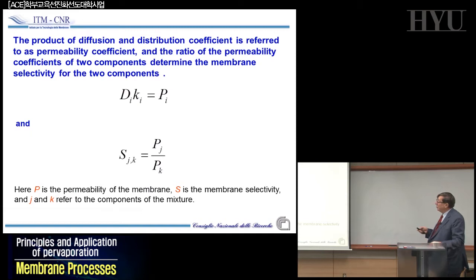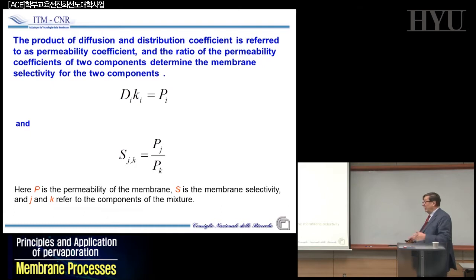And as we were mentioning already, every time we were discussing solubility and diffusivity, at the end, the permeability across your membrane of the component I is nothing more than the thermodynamic parameter, that is the K, the Henry law, if you can utilize Henry law, and the diffusivity of your system. The term S_JK is nothing more than the membrane selectivity, and in first approximation, your selectivity is given by the ratio of the permeability of the two components, J and K.